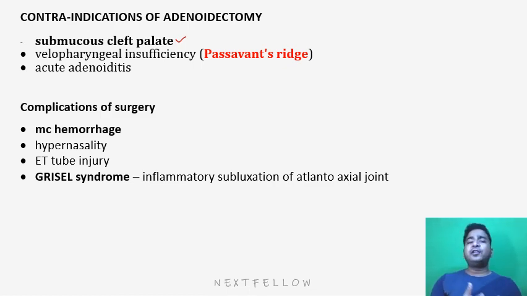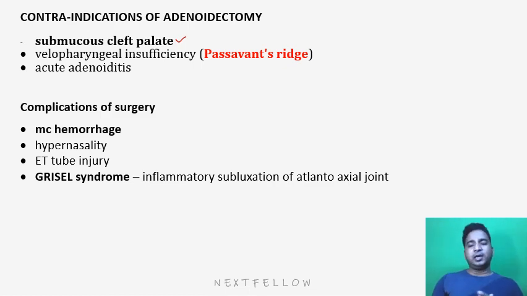Then another contraindication, velopharyngeal insufficiency. Again, that is a contraindication. Same thing, regurgitation of food into the nose occurs in velopharyngeal insufficiency, and if you remove the adenoids, it will further worsen that situation. And then acute infection of the adenoids. You can't do the surgery in any acute infection because it will lead to bleeding.